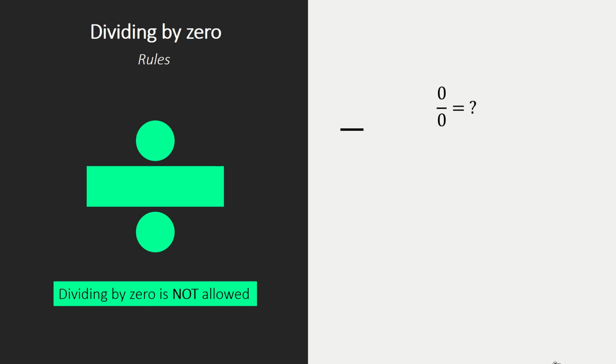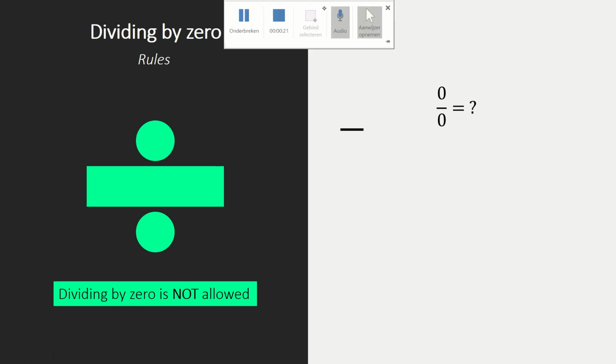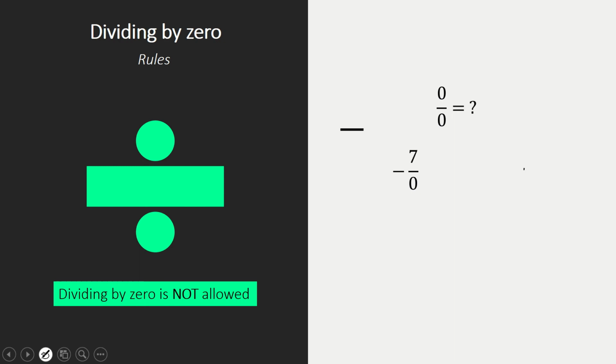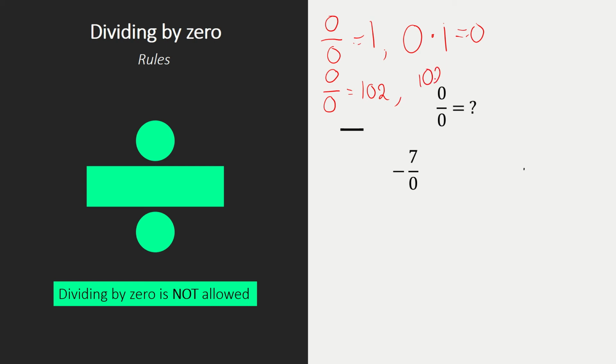Because we can say that 0 divided by 0 is equal to, for instance, 1. So 0 divided by 0 is 1. We could say that because 0 times 1 is 0. But we can also say that 0 divided by 0 is equal to 102. Because 102 times 0 is the same as 0.